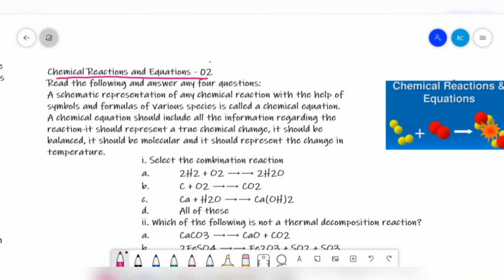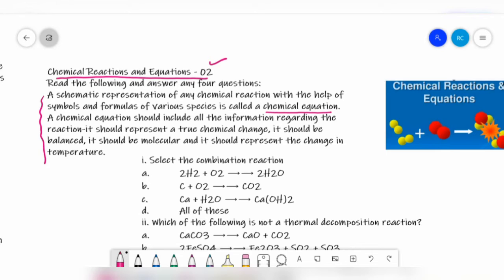Chemical reactions and equations, the second set. This is the paragraph given. A schematic representation of any chemical reaction with the help of symbols and formulas of various species is called a chemical equation. A chemical equation should include all the information regarding the reaction.